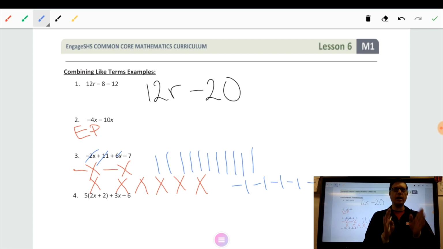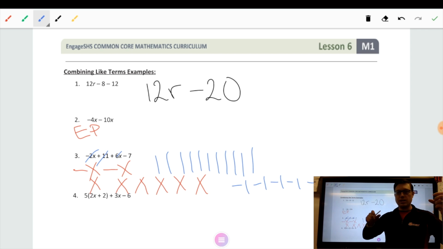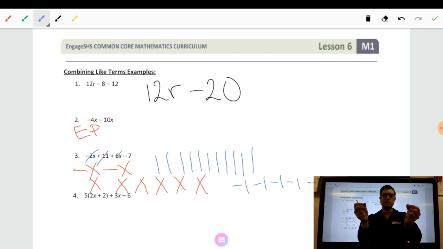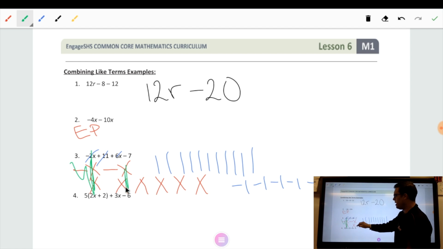Okay. A negative plus a positive is 0. So if you see something that's negative and looks exactly like something that's positive, they combine and they make nothing. So that means negative x and positive x cancel out. How many x's are we left with? 1, 2, 3, 4 of them.